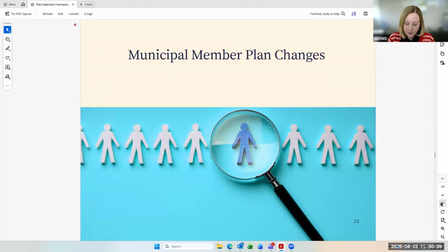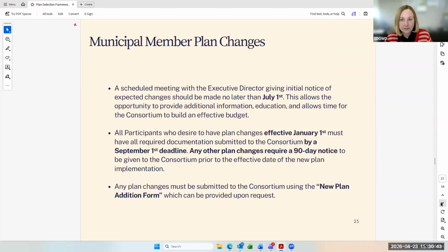So other changes during the open enrollment and budget process. We talked about, I lumped this in earlier, that if you are making plan changes, same thing, July 1st for plan changes, which is the same as the waiver date. Let's start the conversation. Anything effective January 1. Any other time of the year, we need a 90-day implementation plan. So the sooner you can talk about it, the better. Most people don't change plans during the year. And then the other is the new plan addition form that we can provide you with.